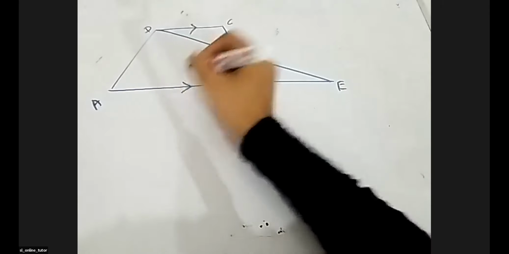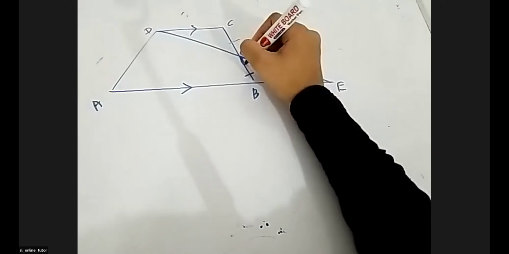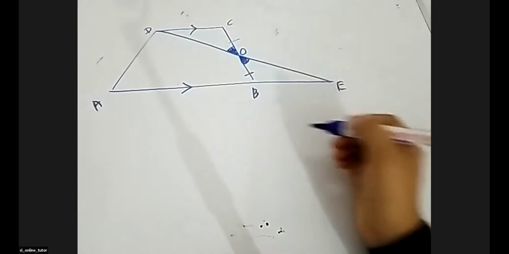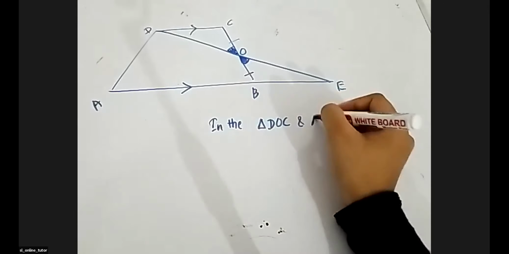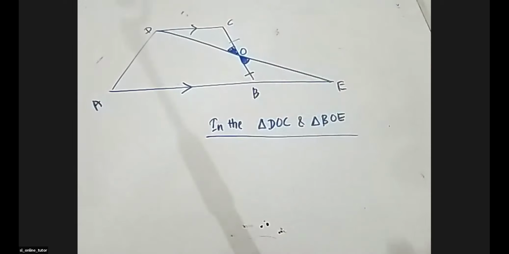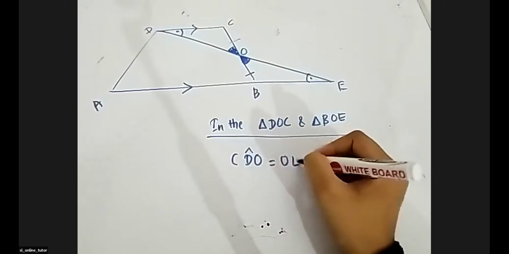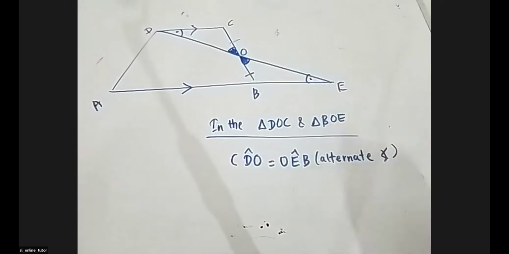These are parallel. These are equal. They are asking to show that BOE, that means this one, let me color, equal to DOC, this one. So we have to take the 2 triangles. In the triangle DOC and triangle BOE, right, DOC, we can say it's what? Alternate pairs are there. This angle is equal to this angle. So I can say CDO equal OEB. Reason, alternate angles. What else, children?